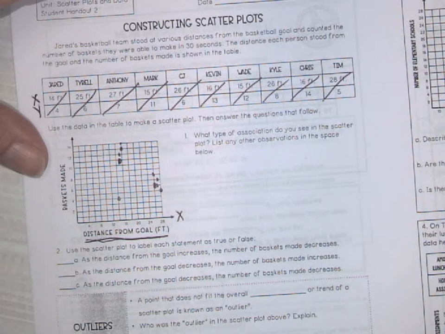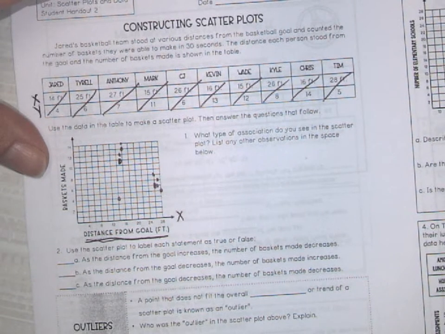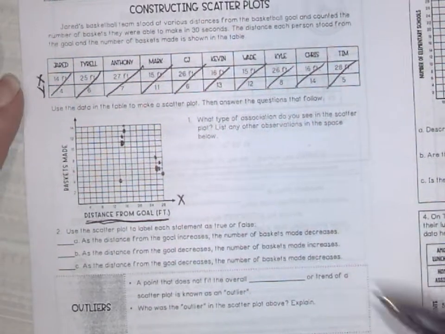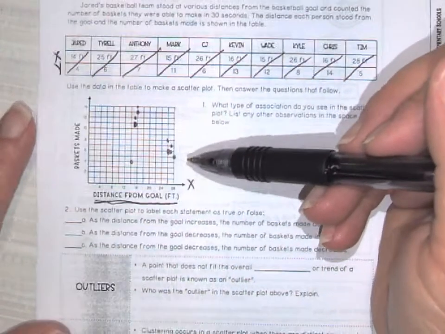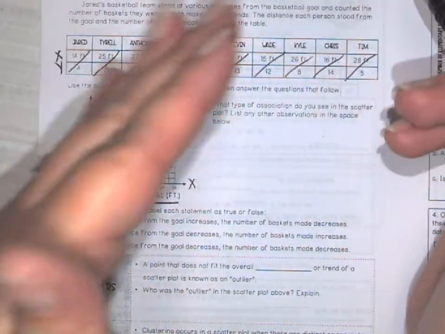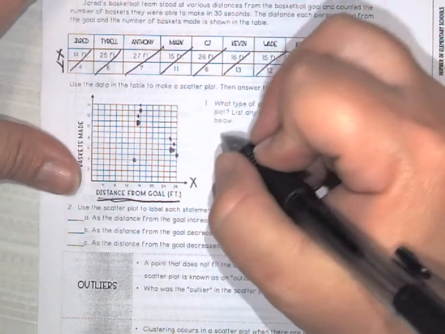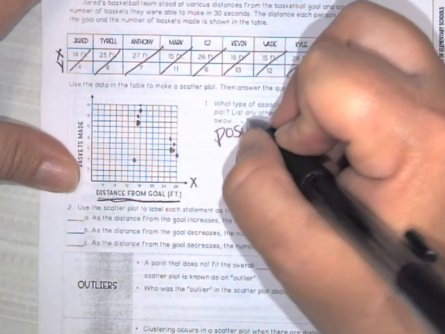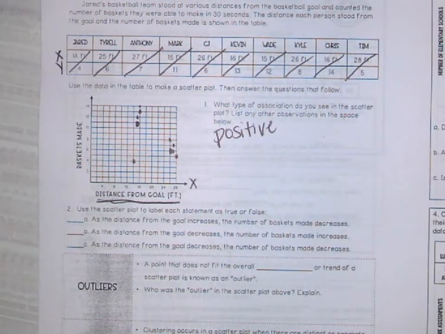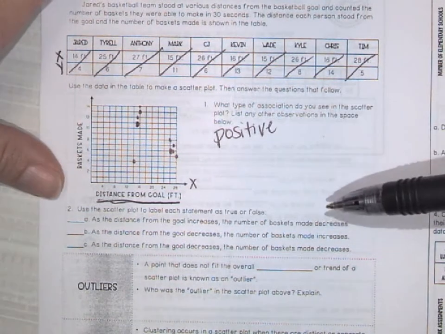Okay, so what type of association do you see in the scatter plot? Well, if you see as one increases, the other is also increasing, even though they're not clustered very well, this would still be a positive association. And then we're going to answer these questions as true or false.